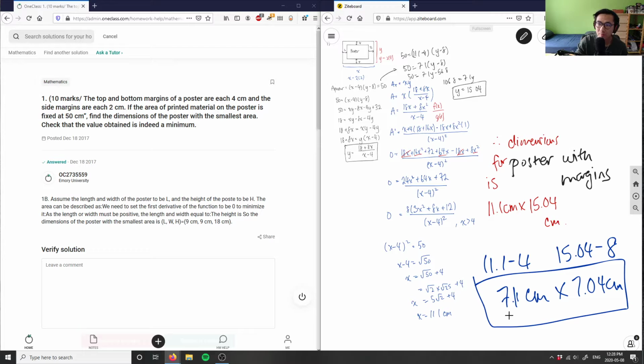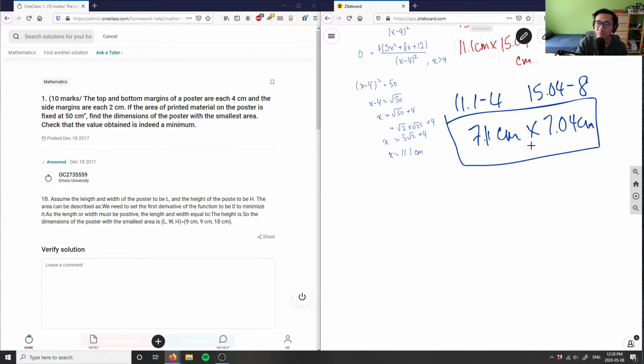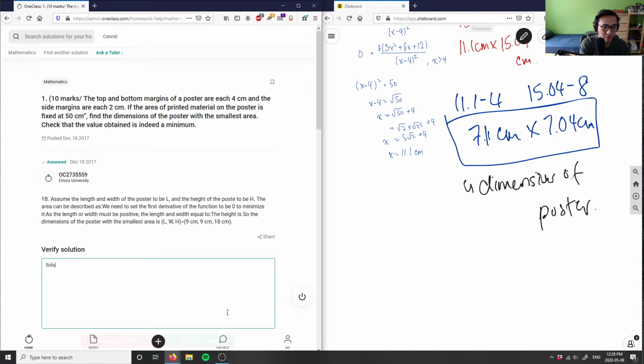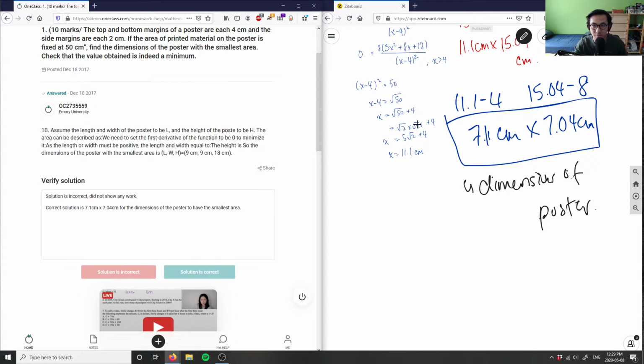And this here is, let me clarify this. This here is the dimensions for the poster. So I forgot to substitute back in of poster. So this solution here is incorrect. Obviously, they didn't show any work. Is incorrect. Did not show any work. And the correct solution is 7.1 centimeters by 7.04 centimeters for the dimensions of the poster to have the smallest area here. Okay, so the solution here is incorrect.